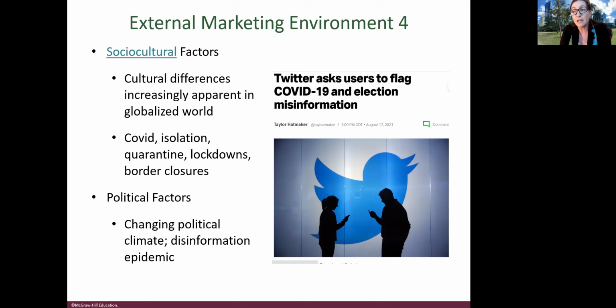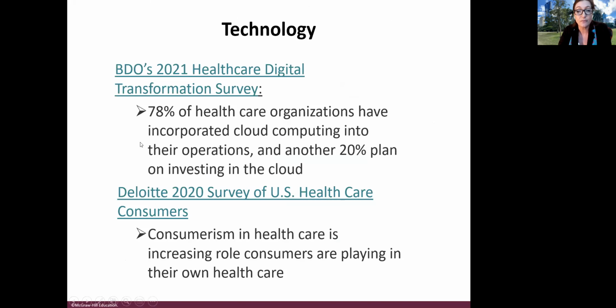And social media platforms such as Facebook and Twitter are being asked to step up to the task, but each of these platforms are taking a different approach. Twitter is actually asking their users to flag COVID-19 and election misinformation. Now, how well that works or not, time will tell, but that's what Twitter is doing at the moment.